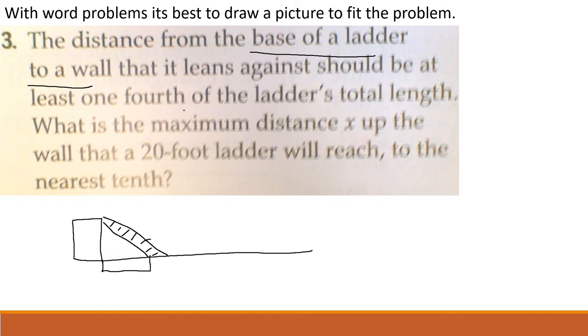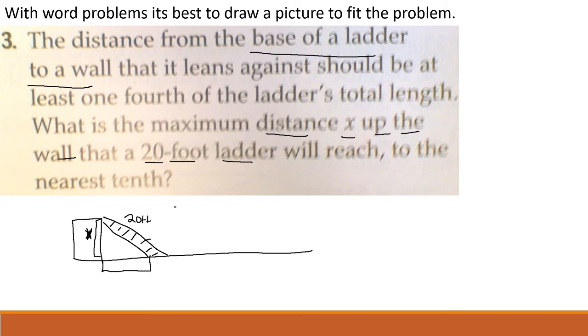So what is the maximum distance x up the wall? So distance x up the wall. So that means that this distance right here is x, because that's the distance up the wall. A 20-foot ladder, so that would mean that this one right here is 20 feet. The ladder is 20 feet long.